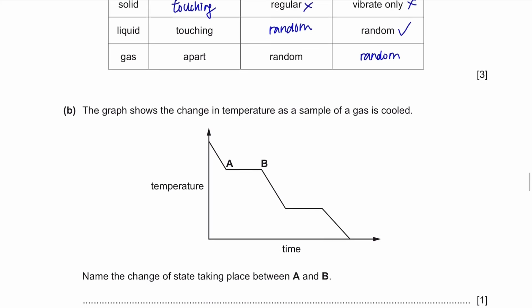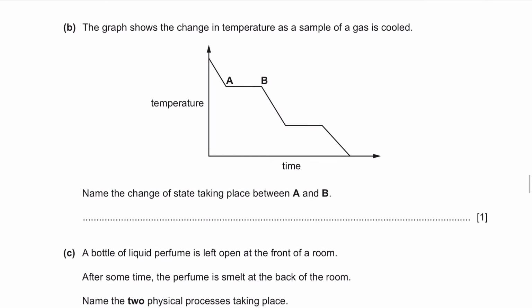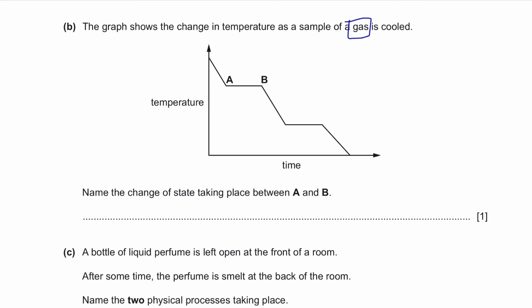Part B. The graph shows the change in temperature as a sample of gas is cooled. Name the change of state taking place between A and B. They stated that it's a gas, so gas over here. Then obviously the next point here will be liquid. Then solid here. So from gas to liquid, it's condensing.